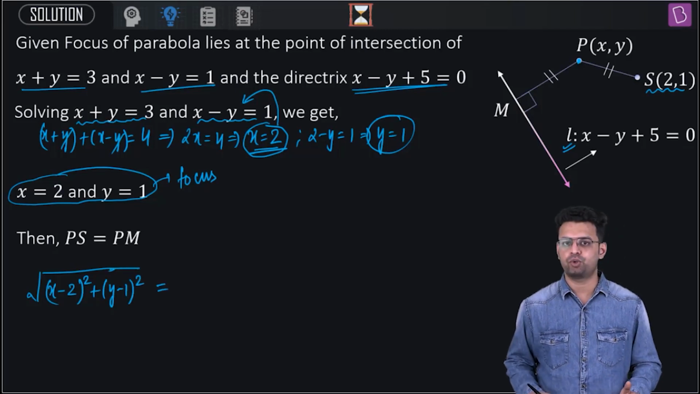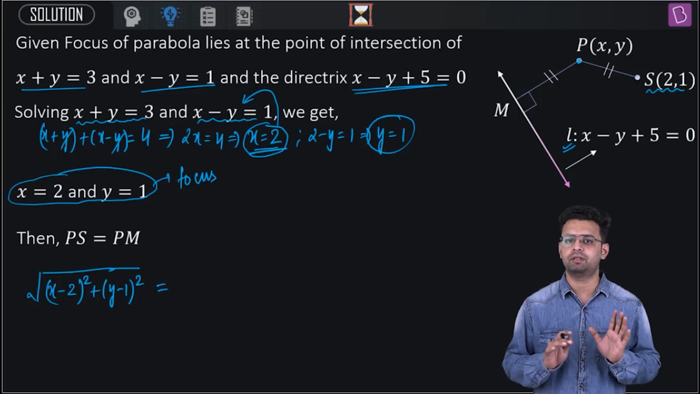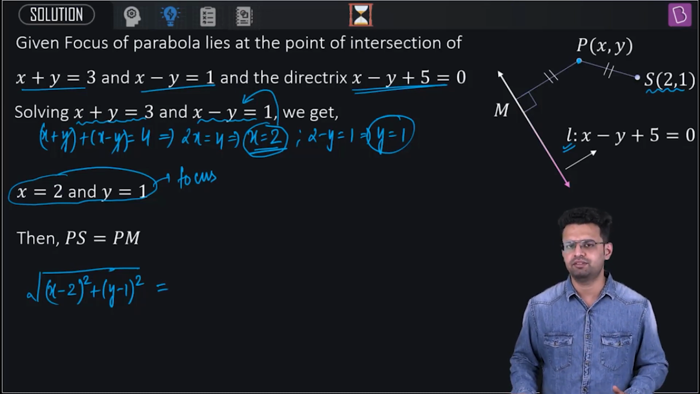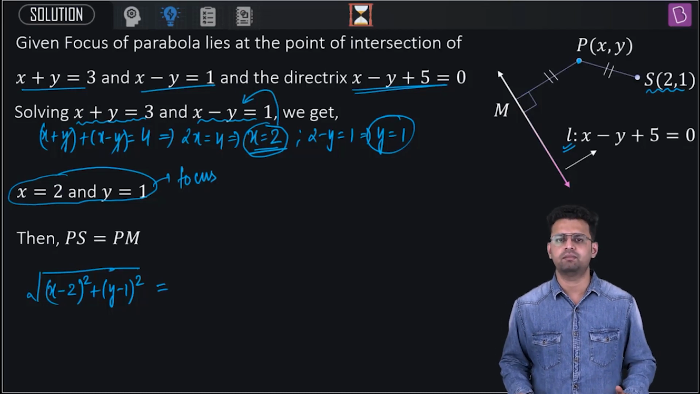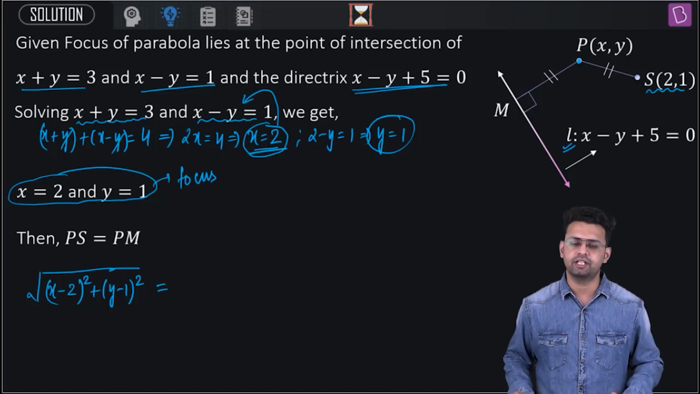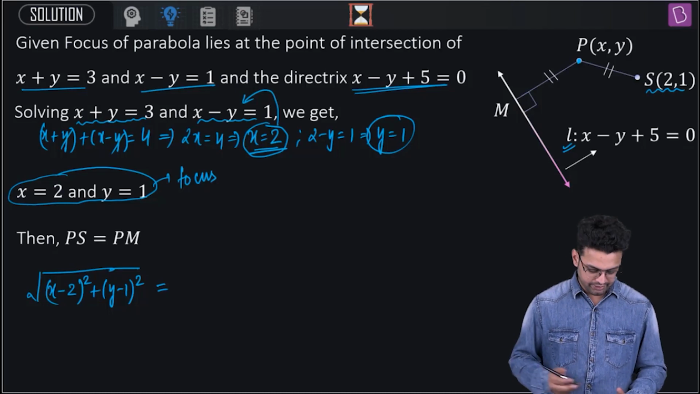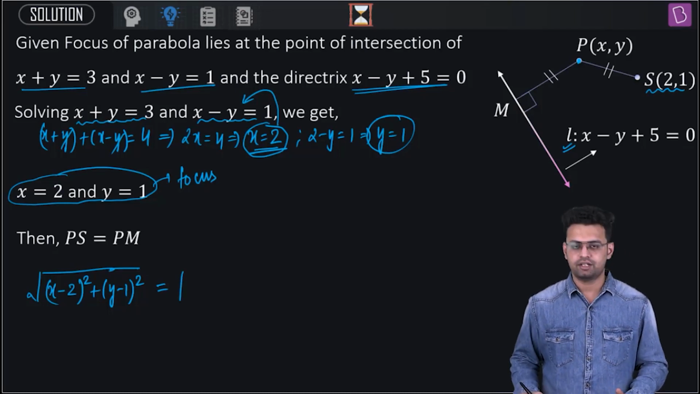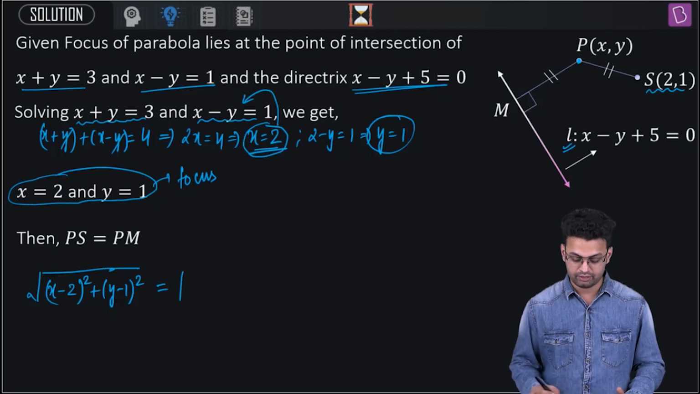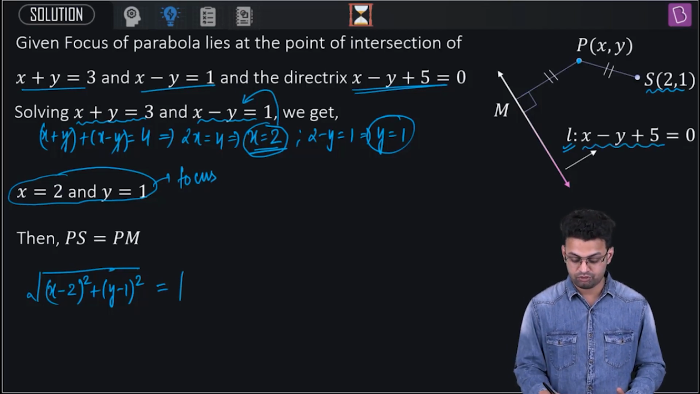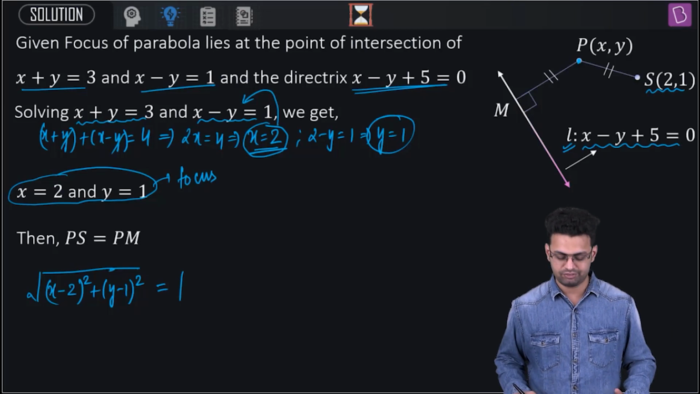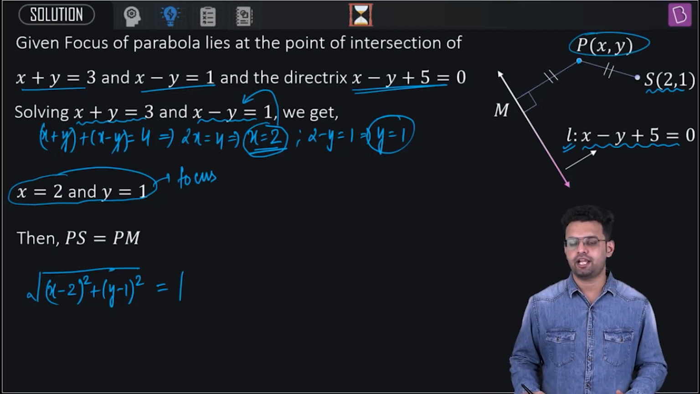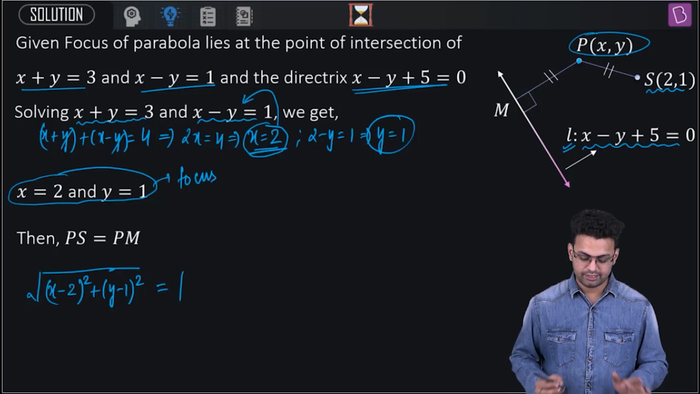is equal to PM. You remember the formula of the perpendicular distance of a point from a line? It's mod of (ax1 plus by1 plus c) upon root over a square plus b square. Correct? Okay. So I am going to write the distance PM. The given equation of directrix is x minus y plus 5 is equal to 0, and the variable point is (x, y). So I have to write the distance PM.